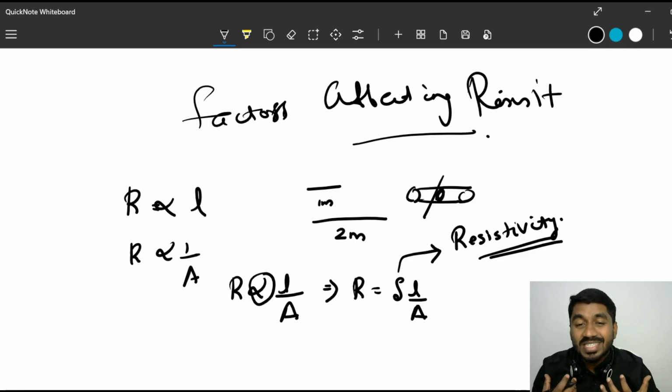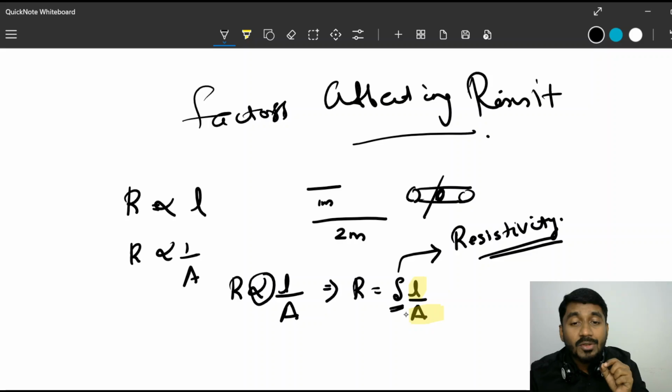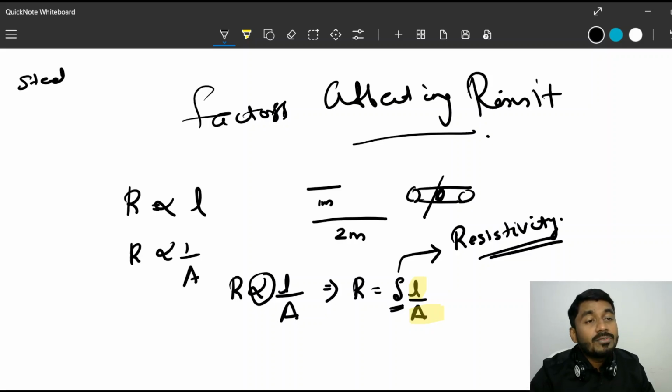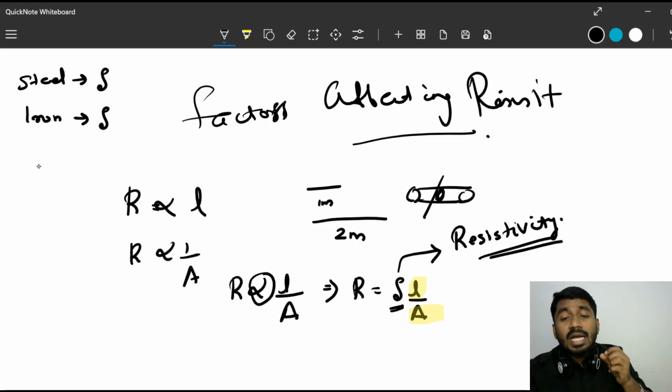Now what is resistivity? Other than length and area, resistance also depends on a very important factor, resistivity. It is a fixed value for a material. If I am taking steel, it will have a resistivity value which is already fixed by the manufacturer. If I am taking iron, it also has a resistivity value, and the values of resistivity are given in the textbook itself. You can just refer to the table. Whatever material I am taking, the resistivity is fixed.